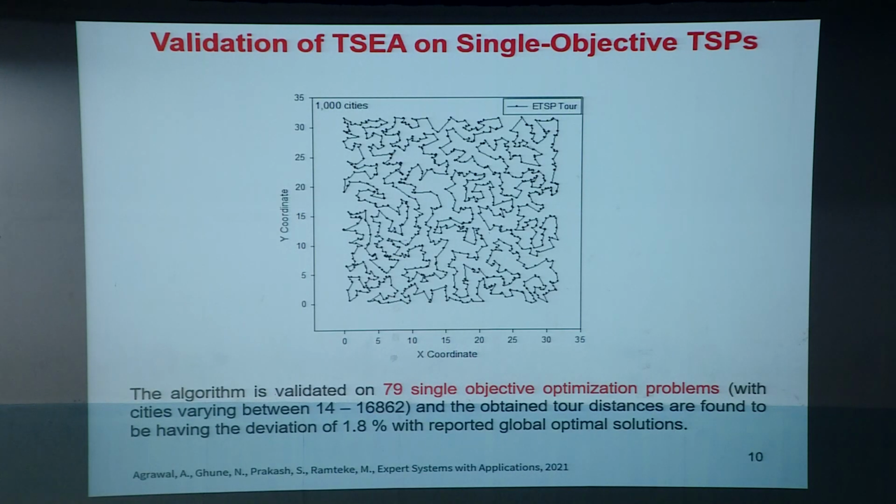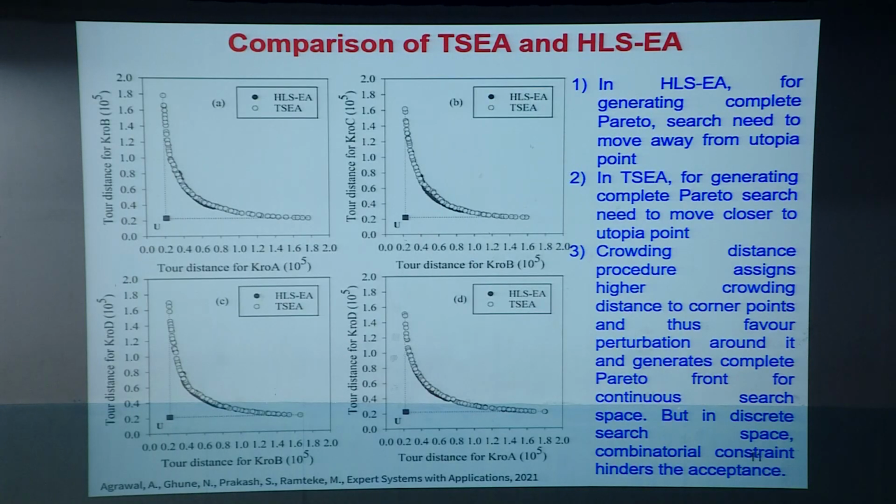In fact, a 10,000 city problem can be solved in 1 hour on a desktop computer with a RAM of 16 GB. We have not even parallelized it. If we parallelize it, we can solve it in even a few minutes.